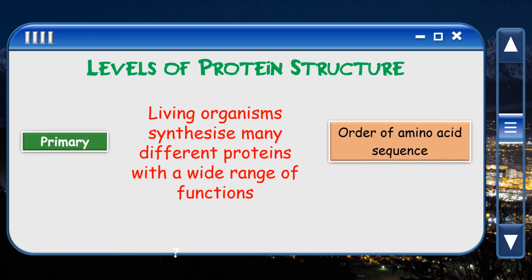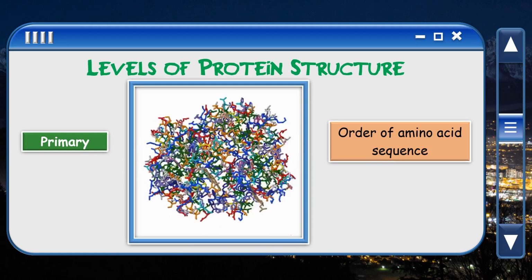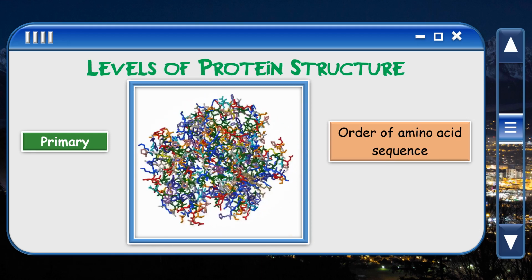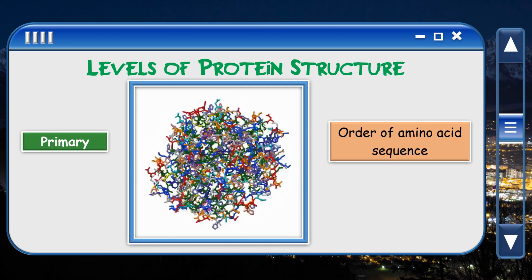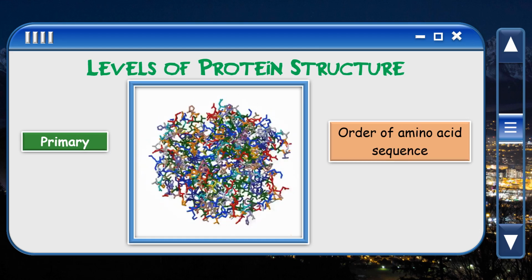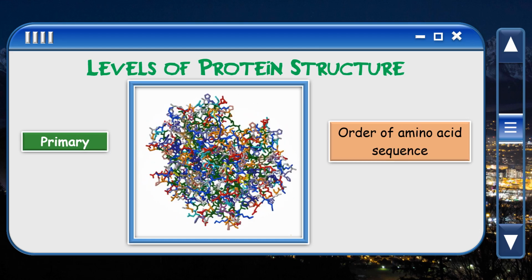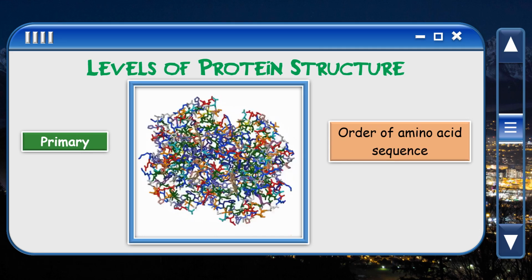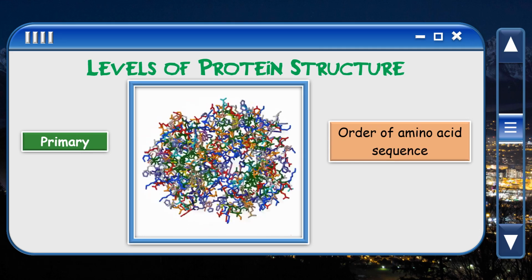For example, we want to look at the primary, or order of amino acid sequence in primary proteins. Now when you look at the primary protein, that's how you will see it. Very many amino acids join together, moving along with each other and forming a structure. That one is a primary protein.